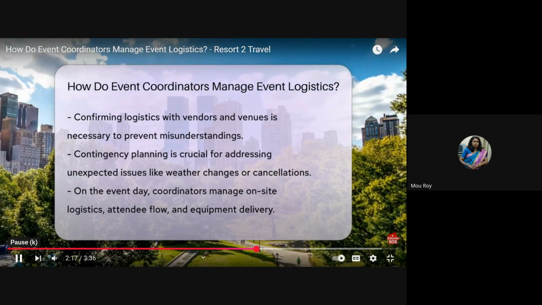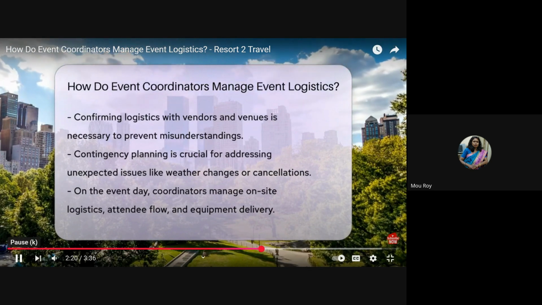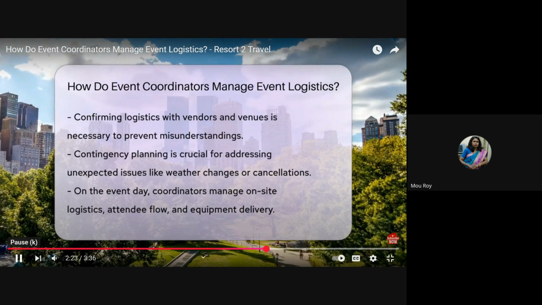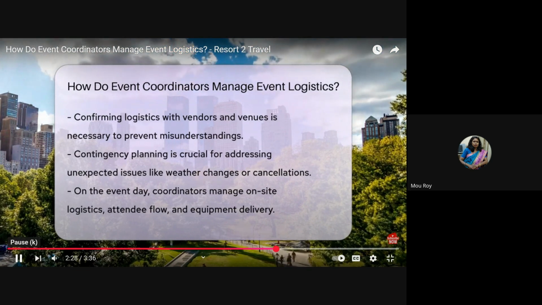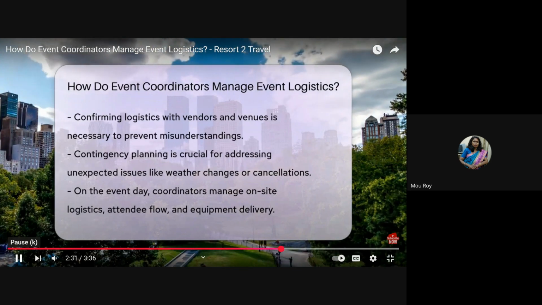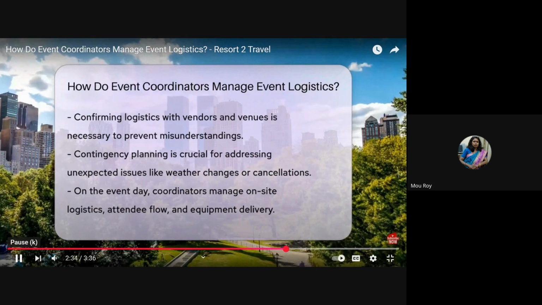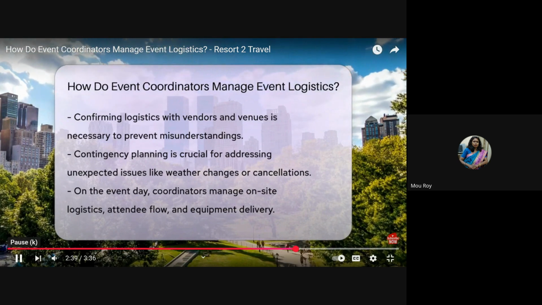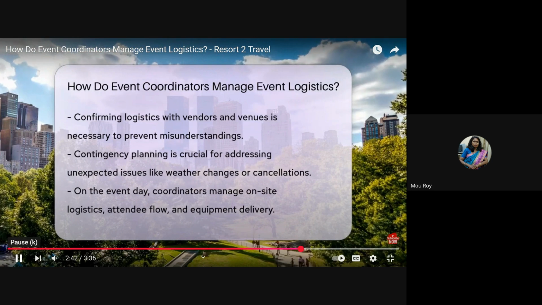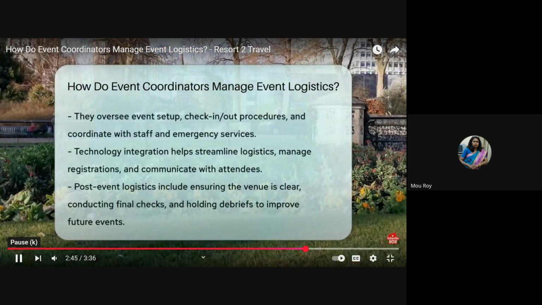On the day of the event, coordinators are responsible for on-site logistics, including managing the flow of attendees, handling event materials, arranging transportation, and ensuring timely delivery of equipment. They also oversee the setup of the event, manage on-site check-in and check-out procedures, and coordinate with staff and emergency services if needed. Technology integration is also a key element in modern event logistics. Coordinators use event technology solutions to streamline logistics, manage registrations, and communicate with attendees. This can include tools for event signage, navigation, and real-time updates.